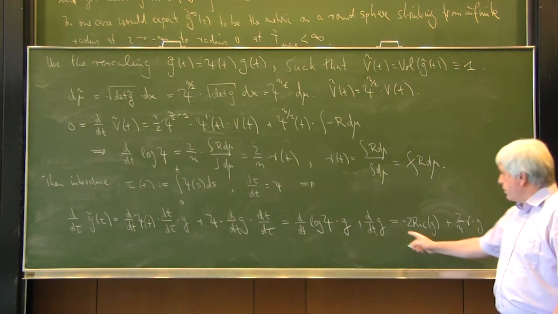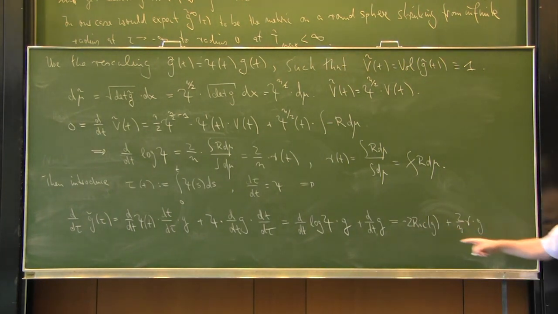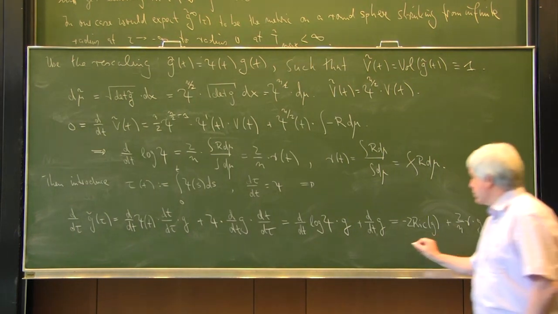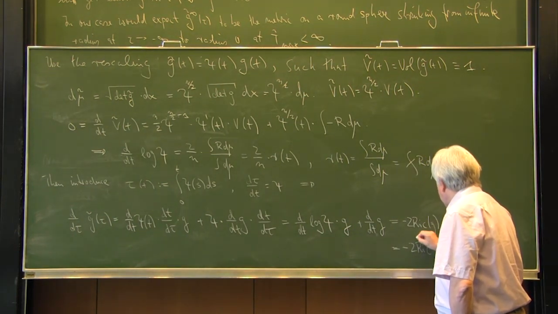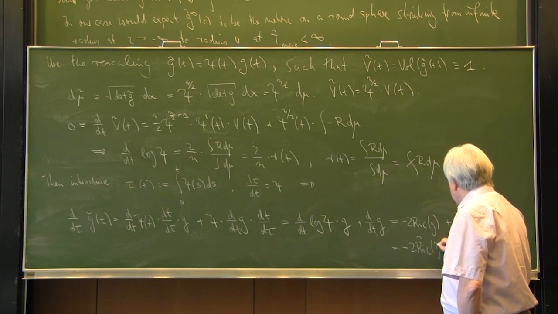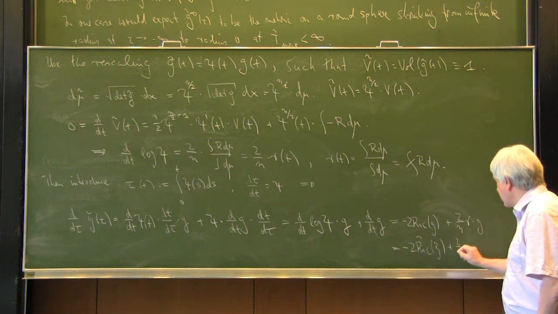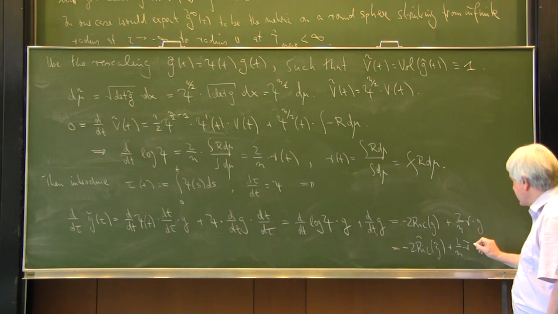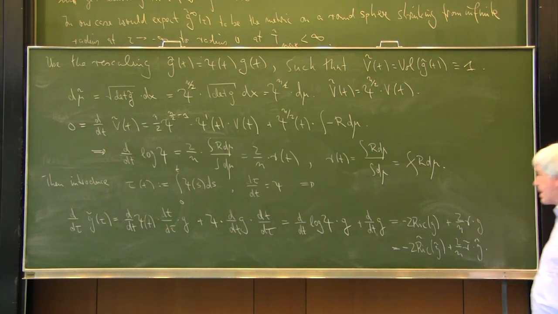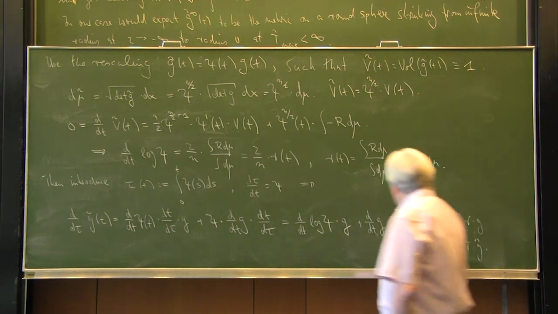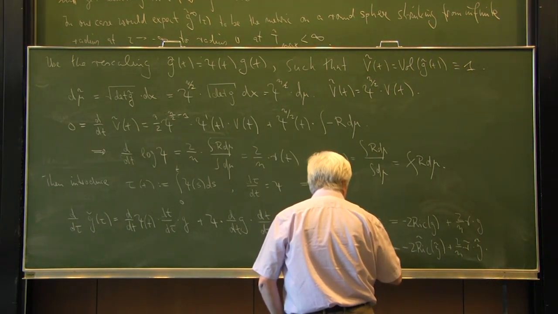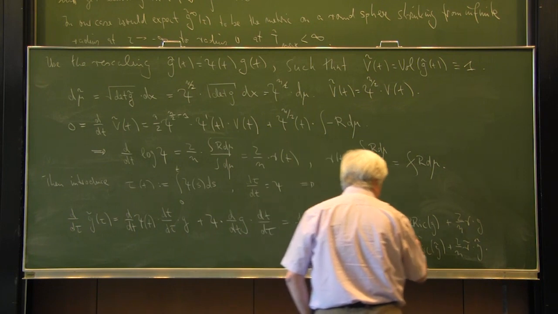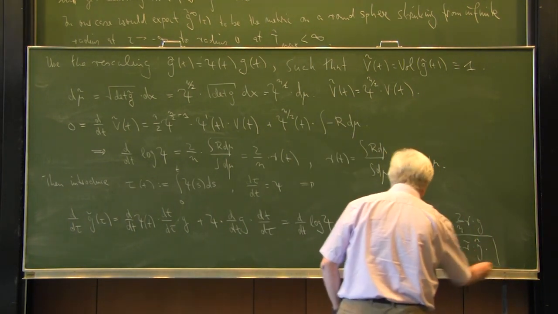But now, again, using the scaling of these terms, which is invariant under psi, this is nothing else but minus 2 times Ricci tilde of g tilde plus 2 over n r tilde times g tilde. And this is now the new evolution equation. d/d tau of g tilde satisfies this evolution equation.